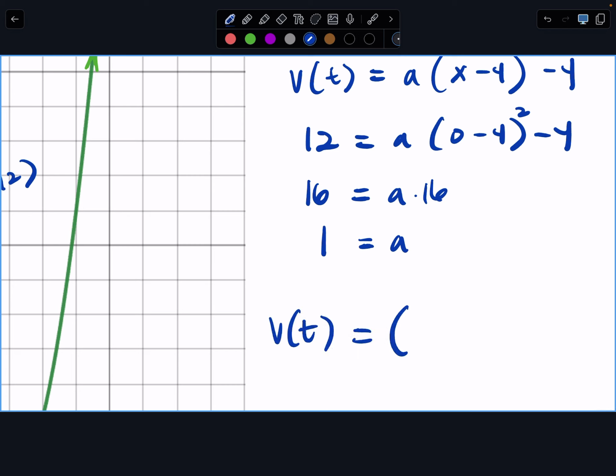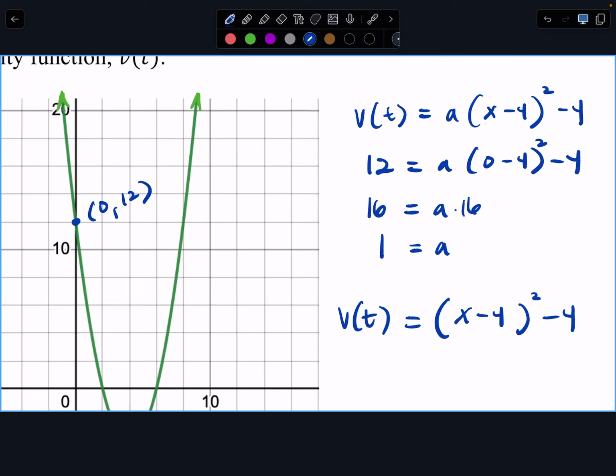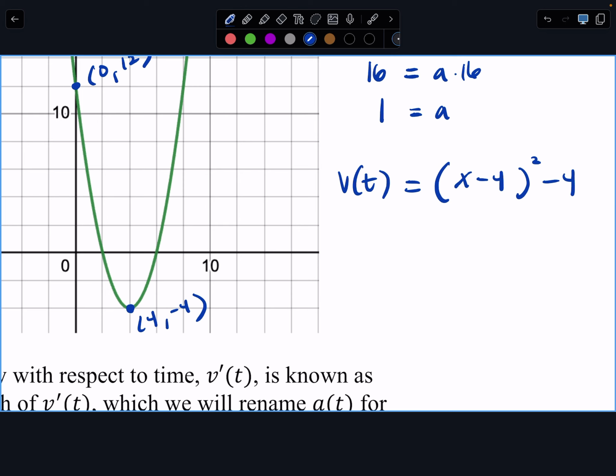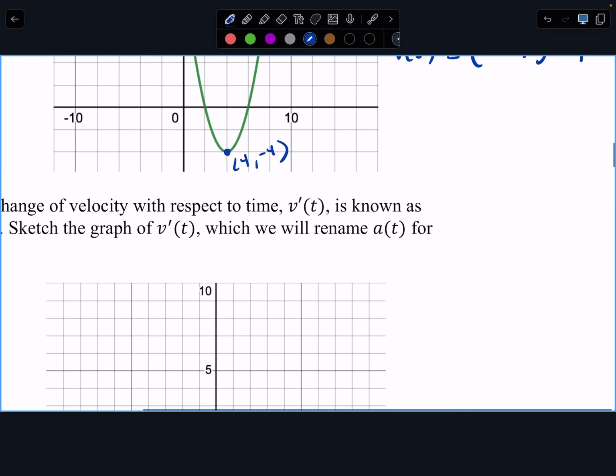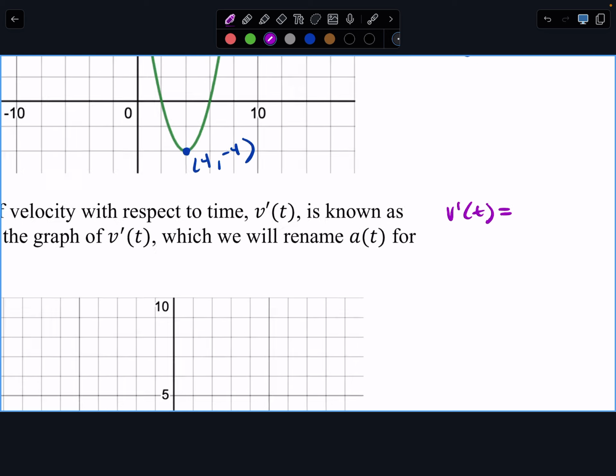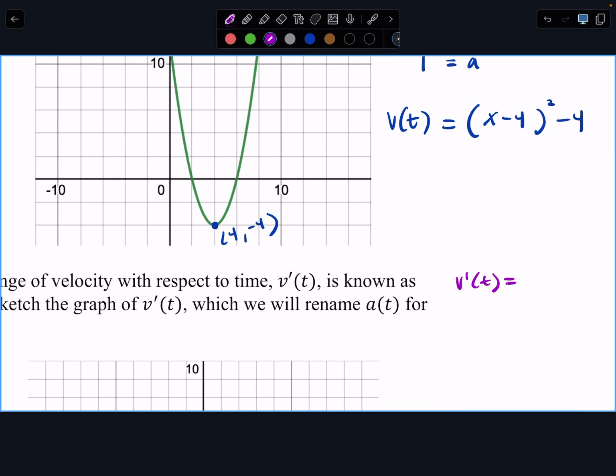So v of t is equal to the quantity (x minus 4) squared minus 4. Did we all get that? Yes. Meaning that v prime of t would be equal to, you would have to multiply that out because you guys don't know chain rule yet. So if we multiply this out, that's x squared minus 8x plus 16 minus 4. So x squared minus 8x plus 12.